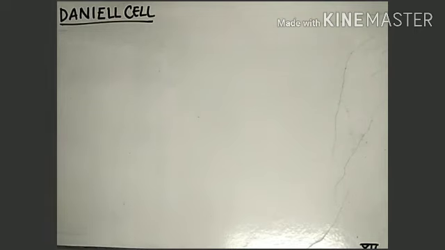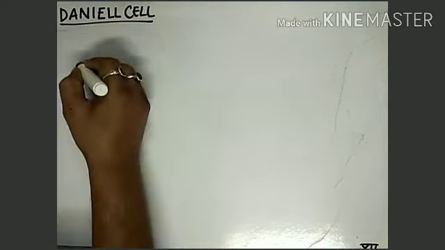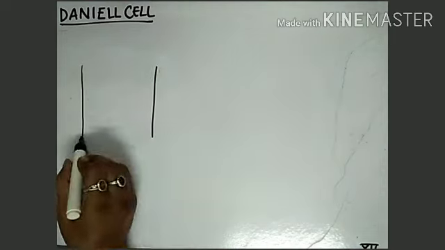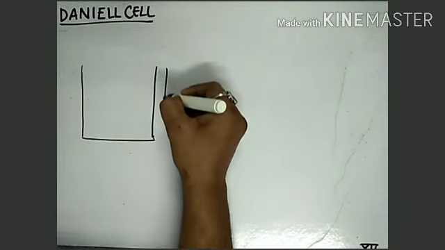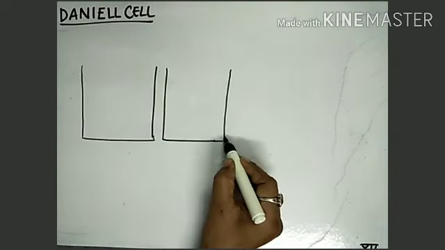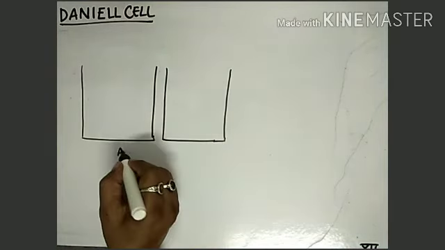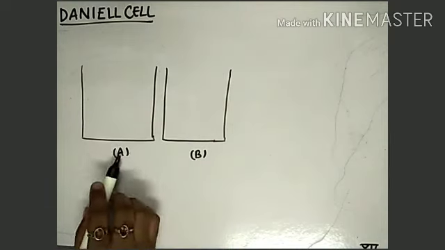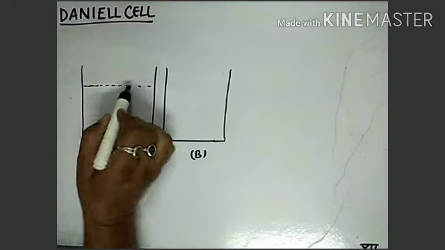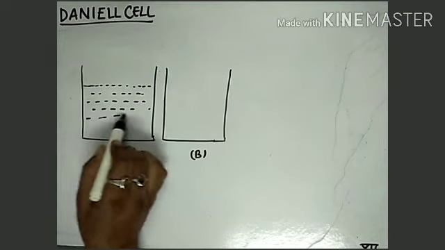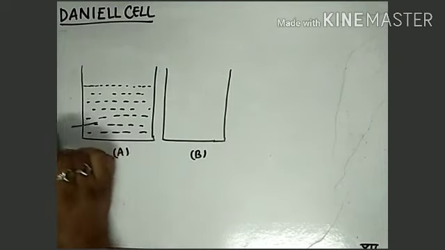Here we go, the Daniell cell. The Daniell cell actually consists of two glass containers, as I'm showing in the diagram like this. There are two chambers, or two containers, A and B. And in container A we have the electrolytic solution of zinc sulfate.